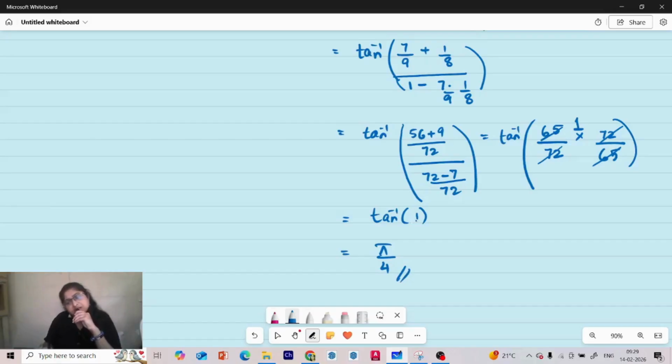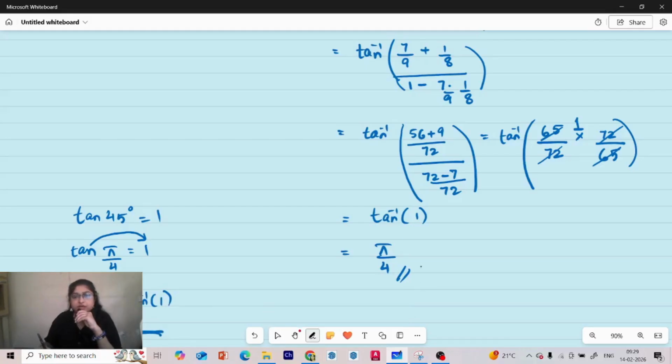Why is tan inverse 1 pi by 4? Suppose we have tan 45 is equal to 1. This is known to us. 45 can be written as pi by 4, which means tan pi by 4 is equal to 1. Now if we take this tan to the other side, we write it as tan inverse of 1. Understood? That's how we call tan inverse 1 as pi by 4. And this is our answer, hence proved.